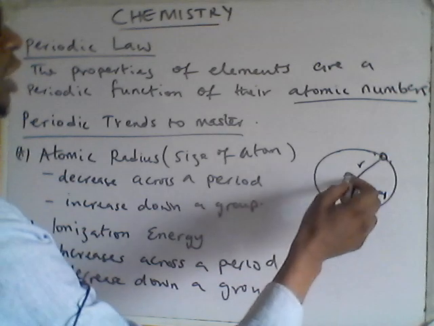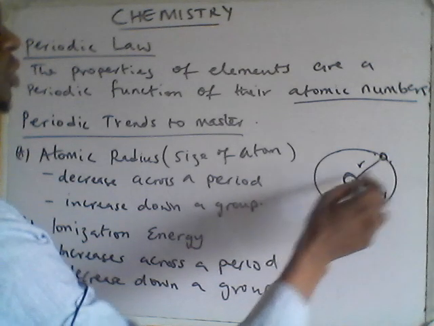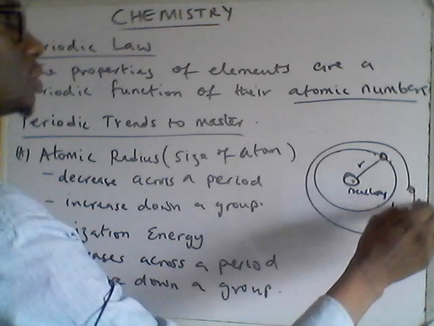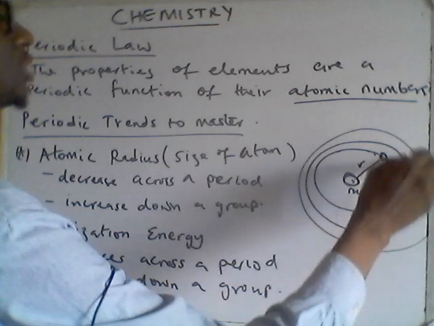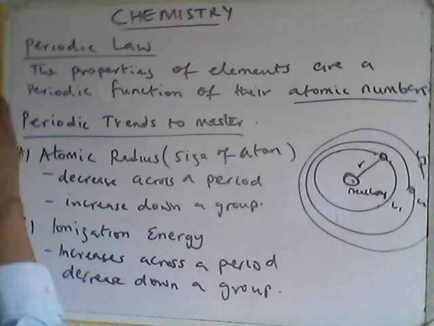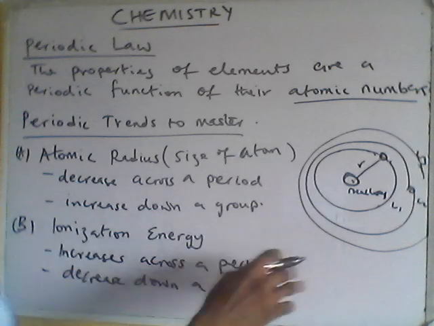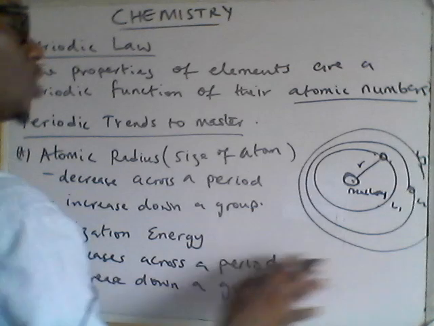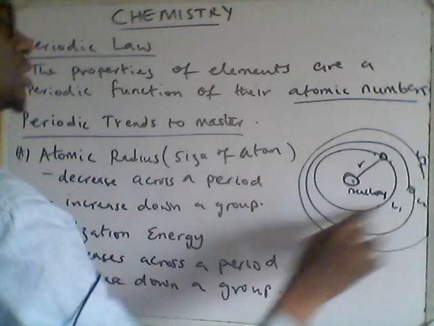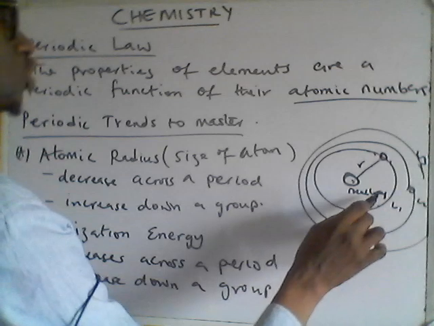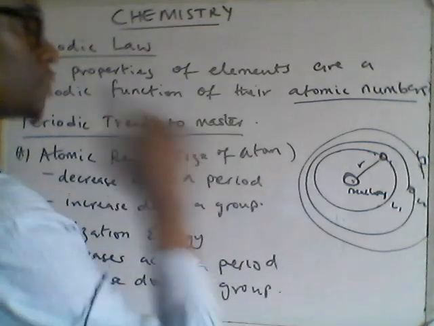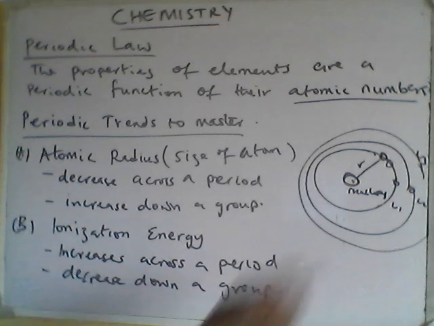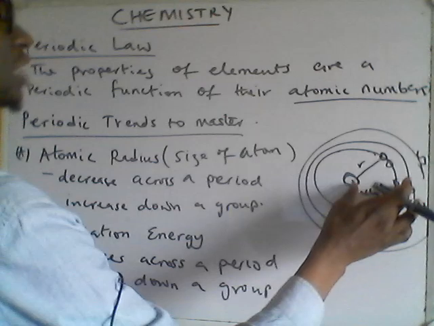You have levels. Let's say, for instance, this is the central nucleus. This is level 1, L1. Another one here is L2. Another one here is L3. These are the orbital levels. Now, if you are moving across a period to the right, the orbit remains constant because you have not changed to another one. You are on this orbit, but the electrons increase as you move. As the electrons increase, the atomic size, the atomic radius, will reduce.